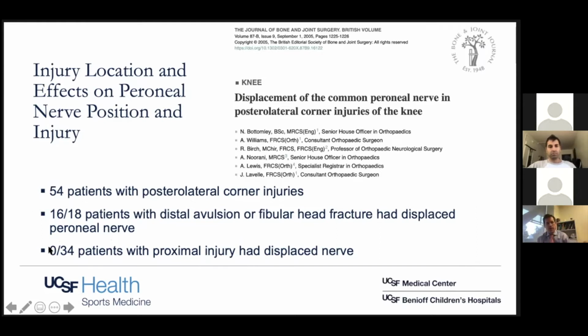And so our first step surgically with these patients is finding the nerve. You can generally follow it on your MRI and know where it will be. But especially if you're seeing a distal avulsion, especially if the biceps tendon is off and retracted, that peroneal nerve may not be in its usual location just behind the biceps. So as you're doing your dissection, you want to prepare for where it might be so you don't cause a nerve injury.